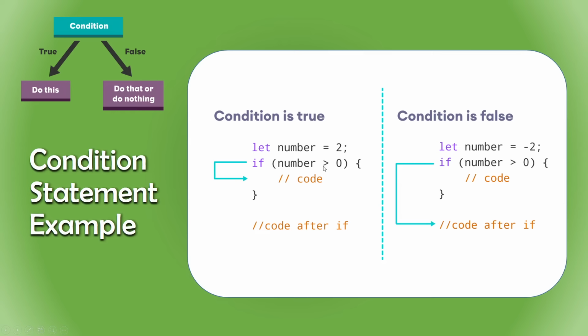And will it be true? Yeah, the number is 2. So that becomes true, right? 2 is greater than 0. So we would run the code. In this case, number is minus 2, so this wouldn't be true. And therefore the code would not run. So it would skip that part and just continue going after that code.